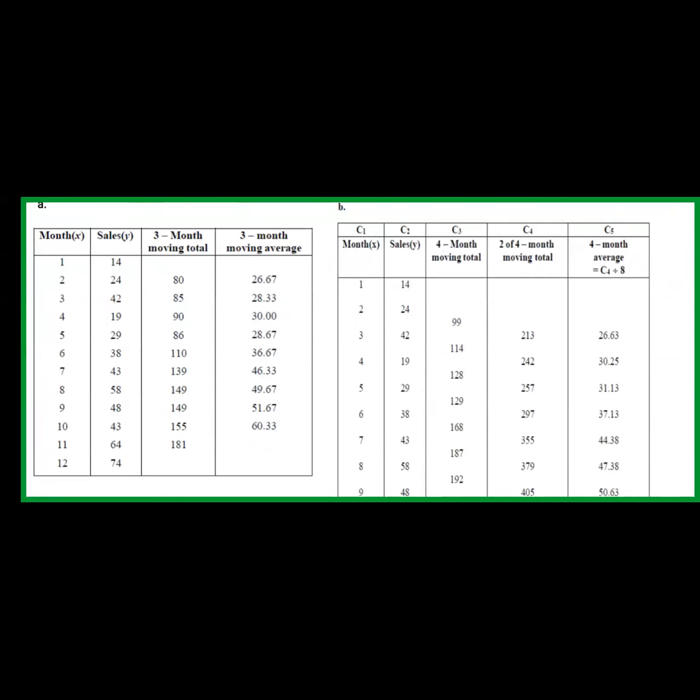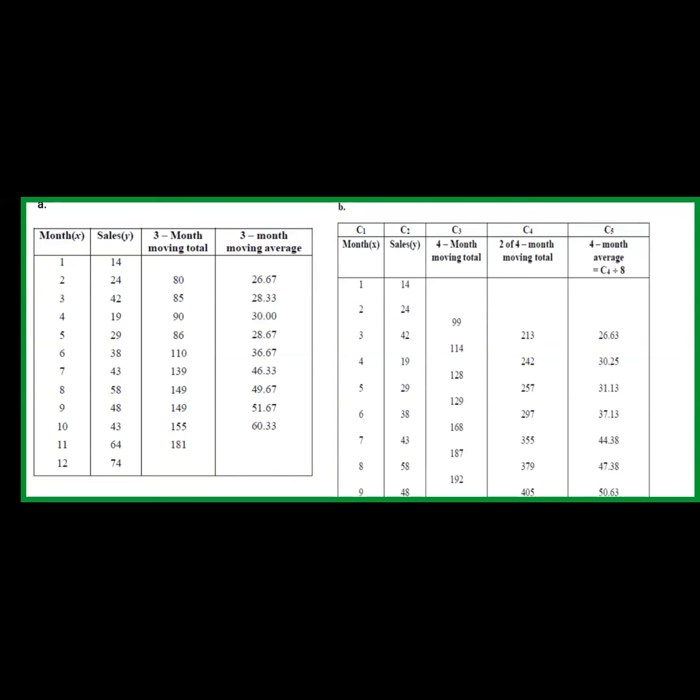So it's not like odd that after you do the total, you're going to average straight. You're not going anywhere. So this is what you will do. See the next column, C4. C4 says what? 2 of 4 month moving total. I will explain what they are doing. 2 of 4 month moving total.